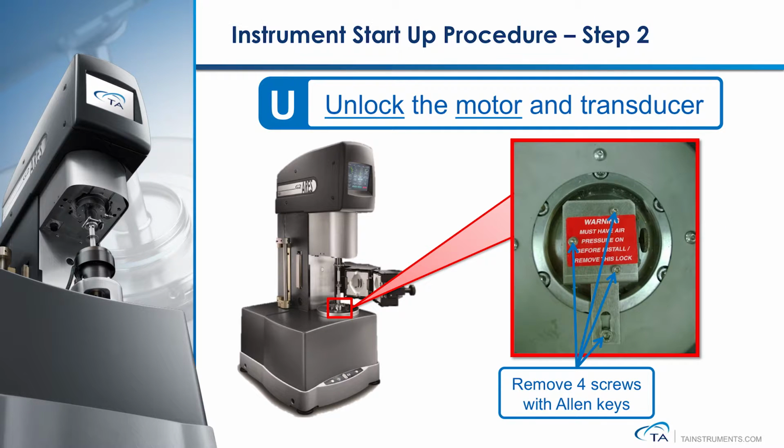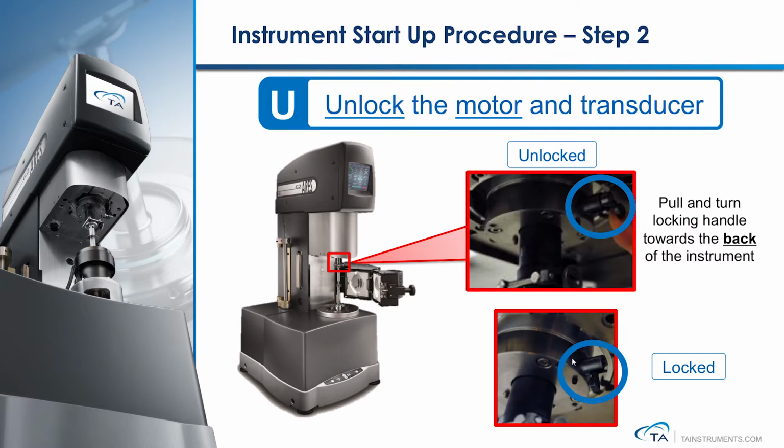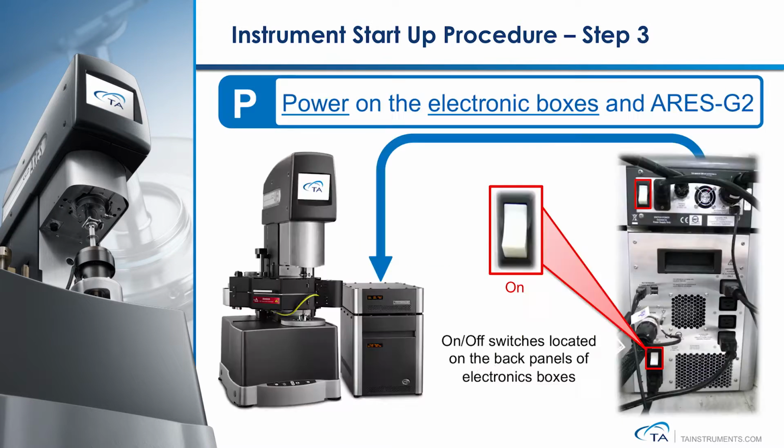Step 2. With the air supply on, it is now safe to unlock the motor and transducer. Remove the 4 screws to unlock the motor. Save all the screws and the locker piece for future instrument shutdown. To unlock the instrument transducer, pull and turn the locking handle towards the back of the instrument.